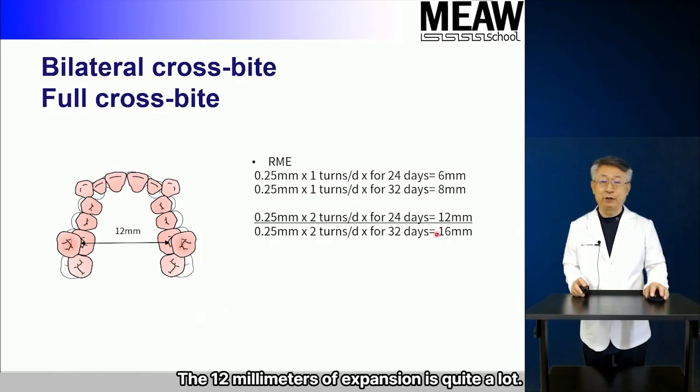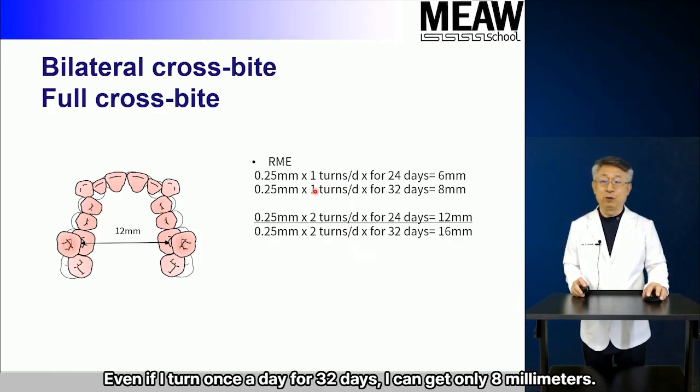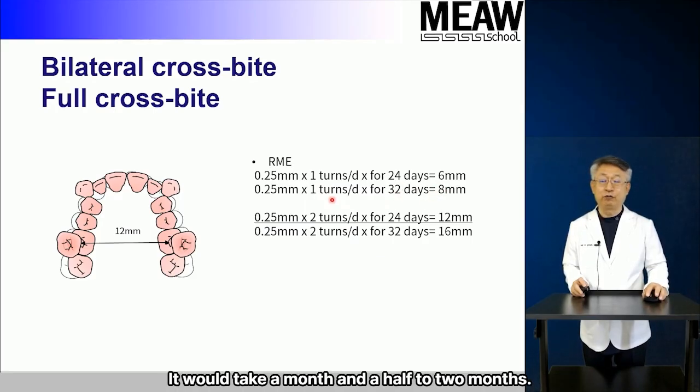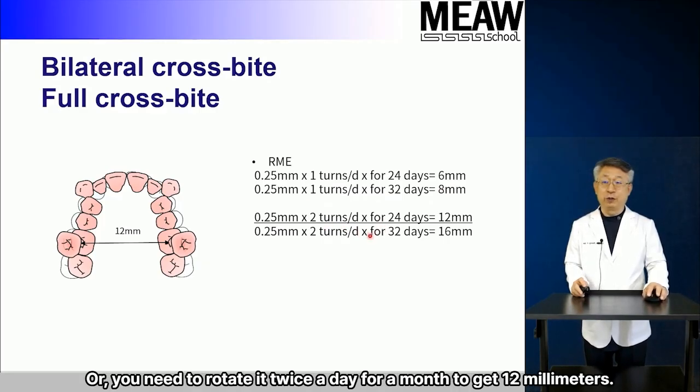The 12 mm of expansion is quite a lot. Even if I turn once a day for 32 days, I can get only 8 mm. It would take a month and a half to 2 months. Or you need to rotate it twice a day for a month to get 12 mm.